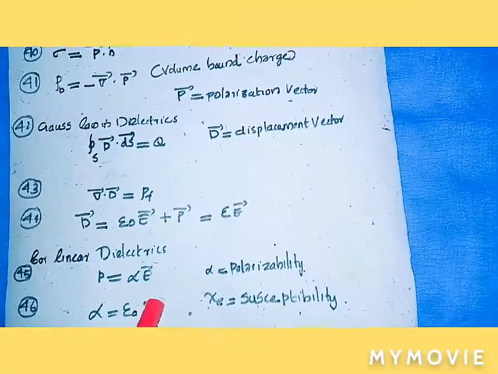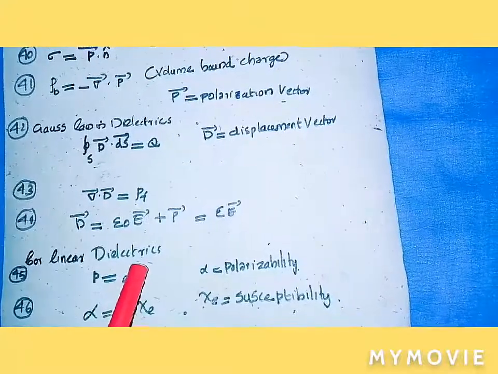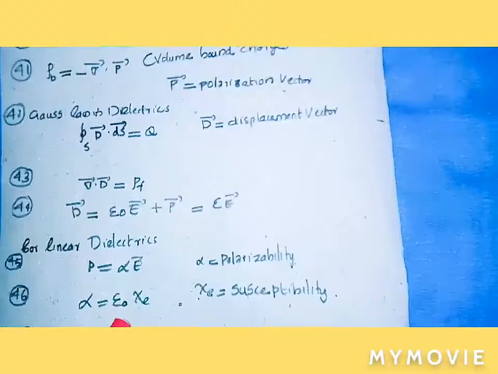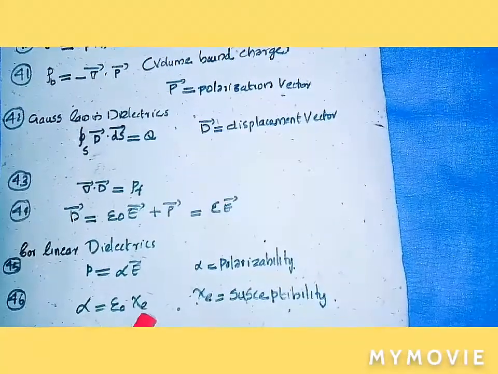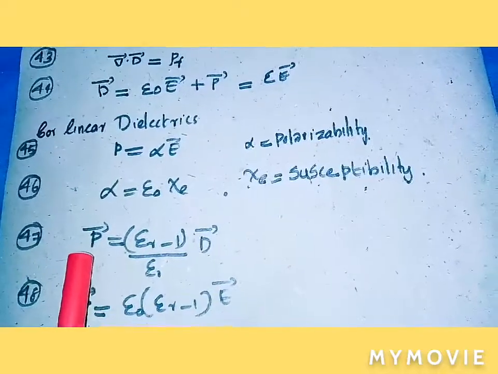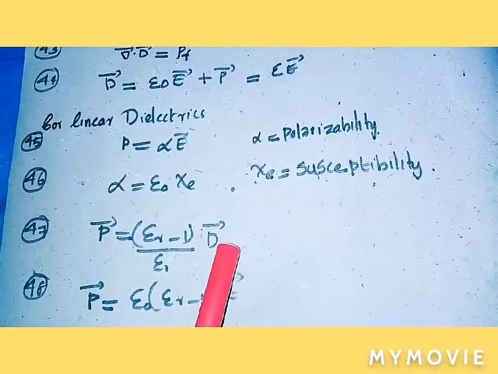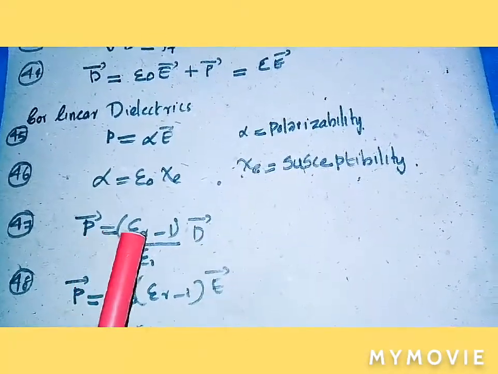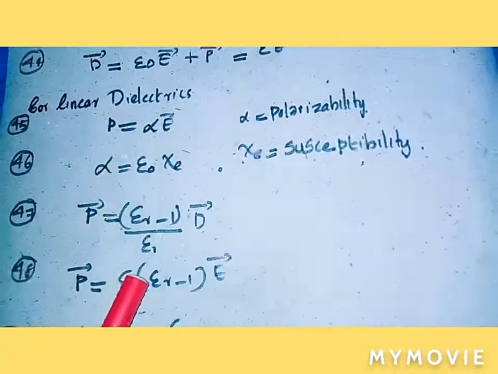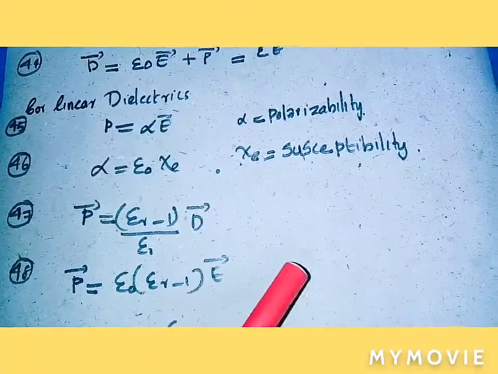For a linear dielectric, polarization vector is equal to alpha E, where alpha is polarizability. That is equal to epsilon 0 chi E, where chi E is susceptibility. Next, the relation between polarization vector and displacement vector: P bar is equal to (epsilon r minus 1) divided by epsilon r times D bar. P bar is equal to epsilon 0 times (epsilon r minus 1) times E bar.